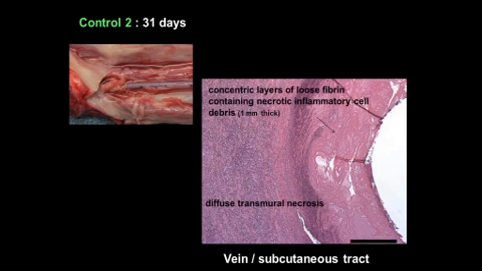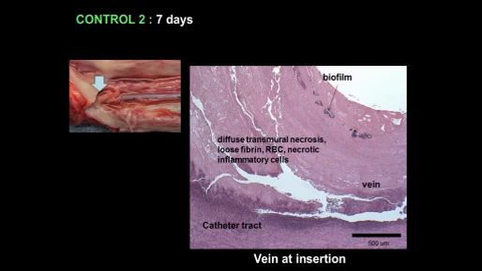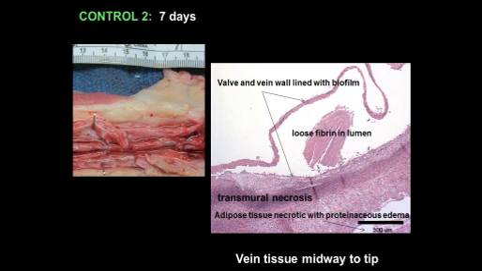Histologically, in the subcutaneous tract, now we see a very different picture. And in all of these slides, you're going to see very diffuse transmural necrosis and necrotic inflammatory cell debris. At the vein at insertion, now we begin to see something even more remarkable. In the upper part, you see the black sections within the vein wall itself, and these sections are actually biofilm colonies. Again, we see diffuse transmural necrosis throughout the vein wall as well as the catheter tract.